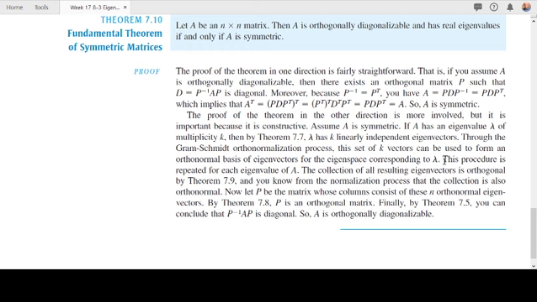I'll make one more comment about diagonalization of matrices. A general square matrix A, not necessarily symmetric, is diagonalizable if and only if the sum of the dimensions of all the eigenspaces adds up to n. So you may not have n distinct eigenvalues, but the sum of the dimensions of their eigenspaces, for it to be diagonalizable, must add up to n. That concludes our video.